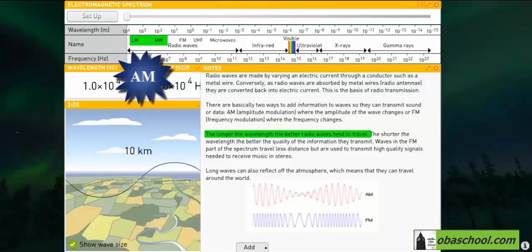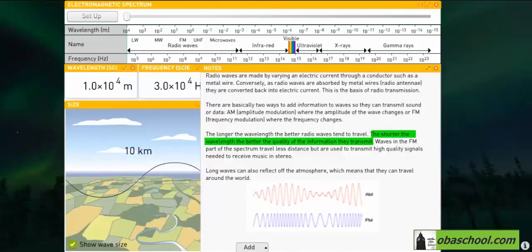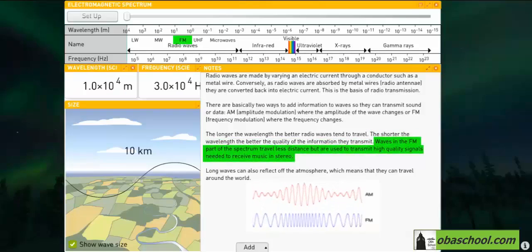And that's why AM waves are used between countries, where waves can travel long distances and around the world, while the shorter the wavelength, the better the quality of the information they transmit. So, FM waves travel shorter distances but transmit high quality signals, for example when receiving local music on our stereos.